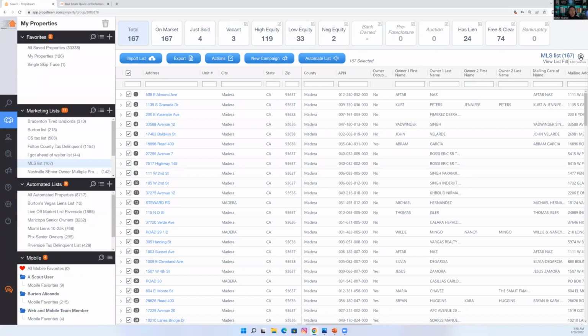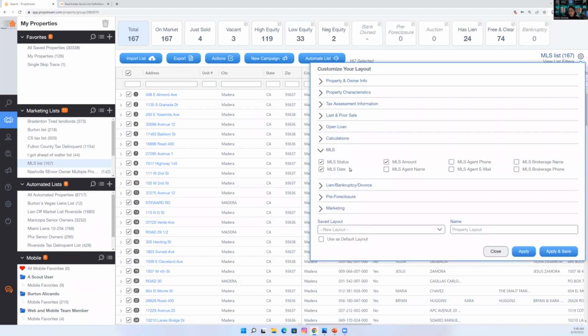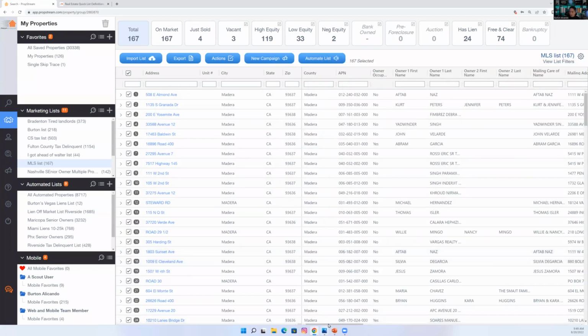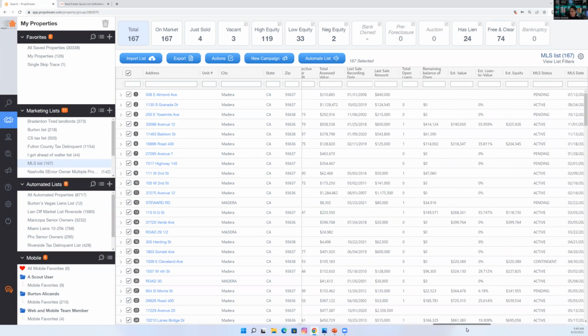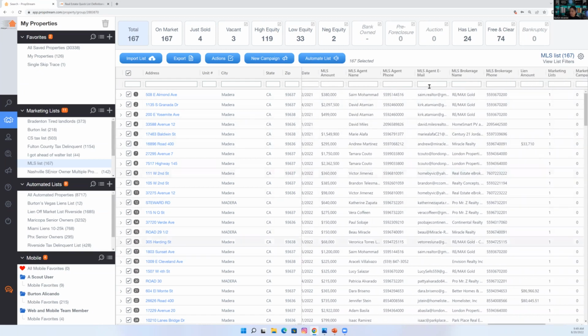You'll see a gearbox. This will allow you to customize your layout. In the gearbox, look for MLS and check off the agent name, phone number, and email, maybe the brokerage name and phone number. Maybe check them all off just to play it safe. Then hit apply. Before exporting, scroll all the way to the far right and make sure you see those columns. I do. I see the agent name, agent phone, email, brokerage. Once we have all that, check them off and hit the export button. So yes, you can do it.